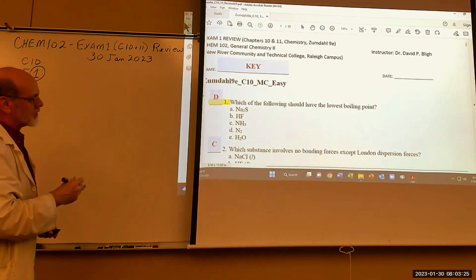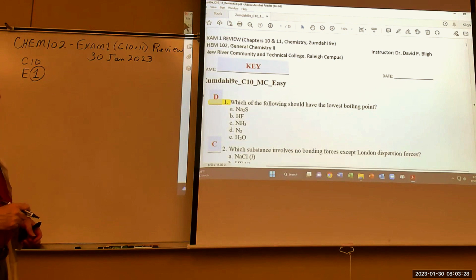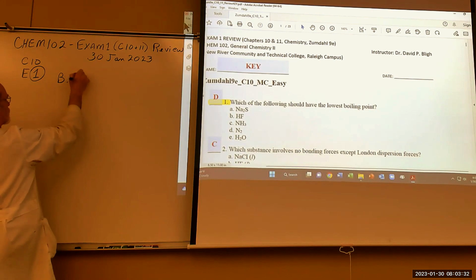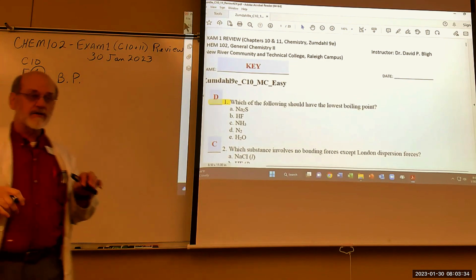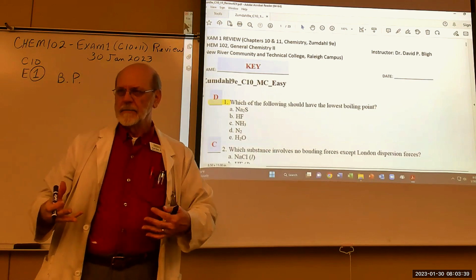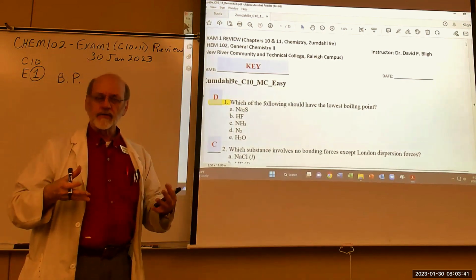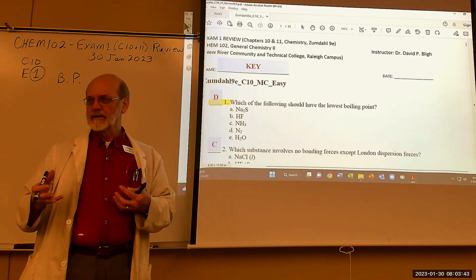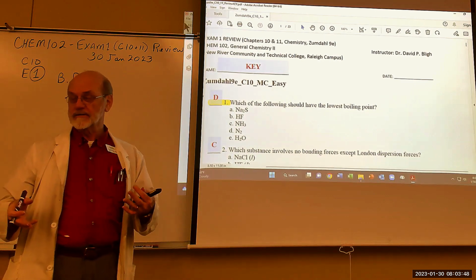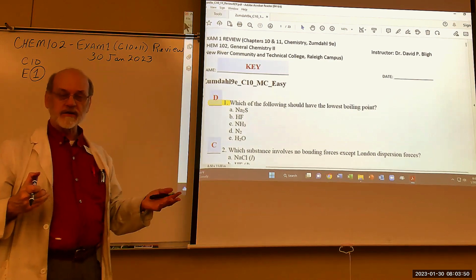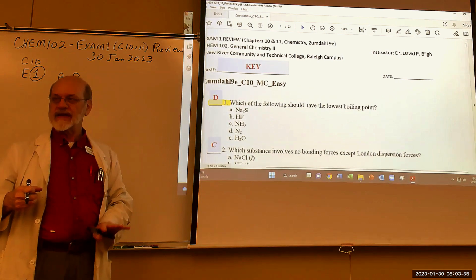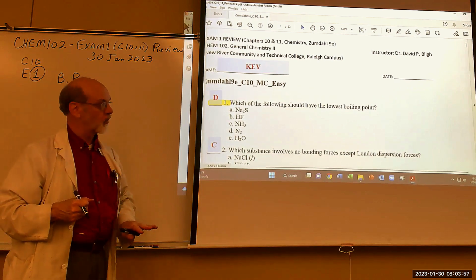So which of the following should have the lowest boiling point? What do we need to know to determine the boiling point of something? Actually, not just determine the boiling point, but we're making comparisons, right? What are the factors that influence boiling point? Here we're talking about intermolecular forces. Which one has the strongest intermolecular force would be the highest boiling point. The weakest intermolecular force would be the lowest boiling point.